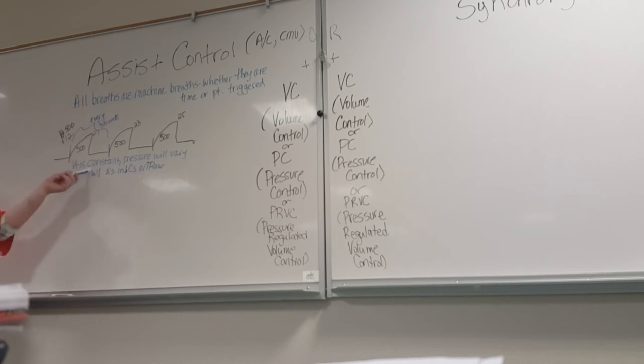So VT is constant and the pressure will vary with changes: a decrease in compliance or an increase in resistance. I just put the abbreviations.